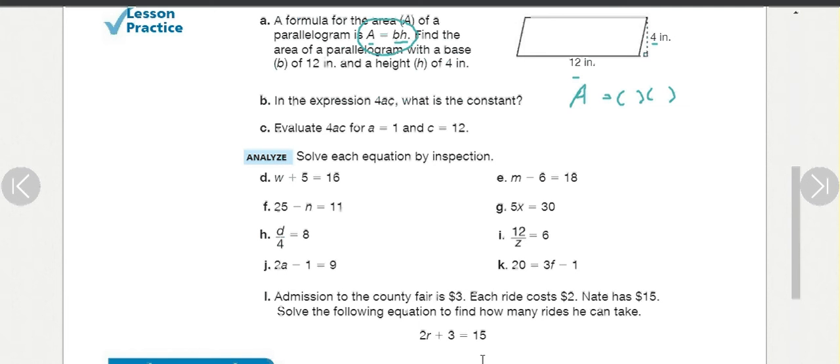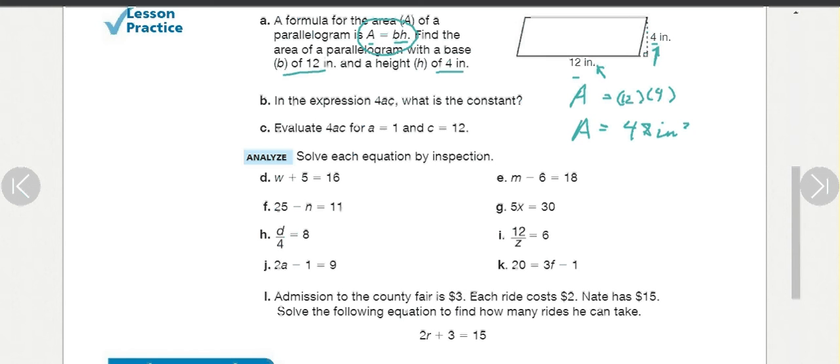All right, so fill in the numbers. Base is 12. Height is 4. Put it in. This is times, so area is 12 times 4, which is 48. According to the formula, the area of the parallelogram is 48 inches squared.